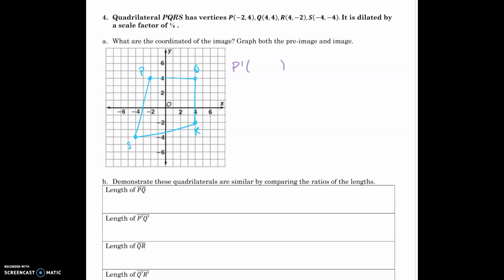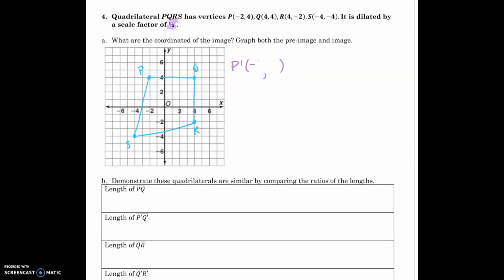To find the coordinates of our image, we are just going to multiply our x and y coordinates by 1/2 because 1/2 is our scale factor. -2 times 1/2 is -1. 4 times 1/2 is 2. For Q prime, 4 times 1/2 is 2, and 4 times 1/2 again is 2. For R prime, 4 times 1/2 is 2. -2 times 1/2 is -1. And for S prime, -4 times 1/2 is -2, and -4 times 1/2 again is -2.